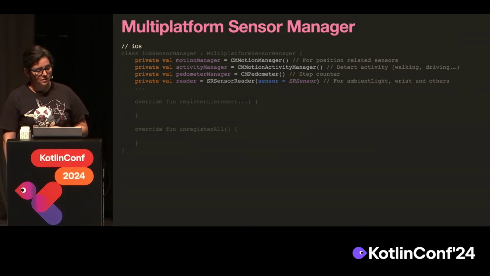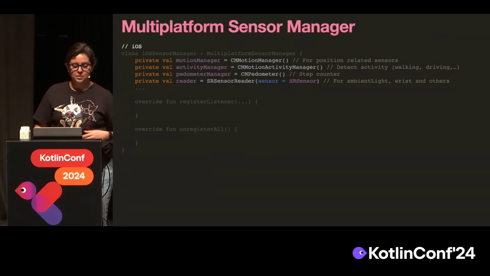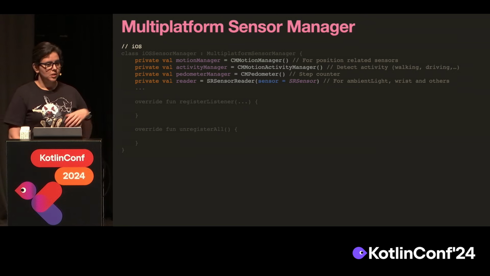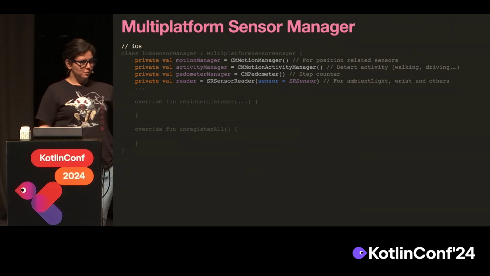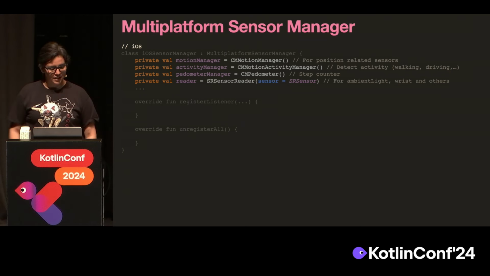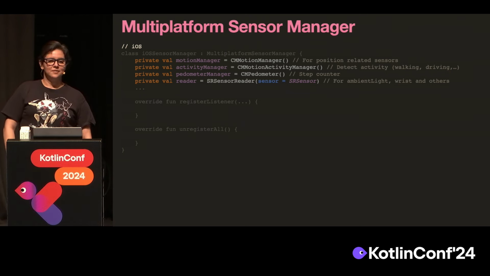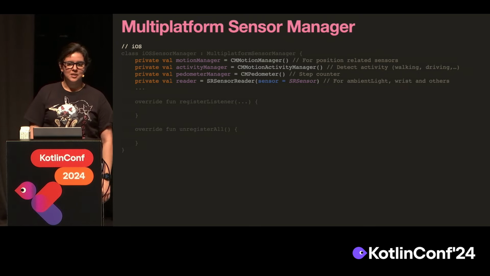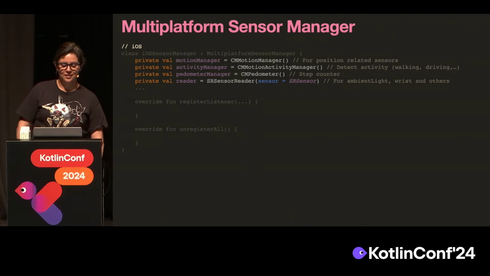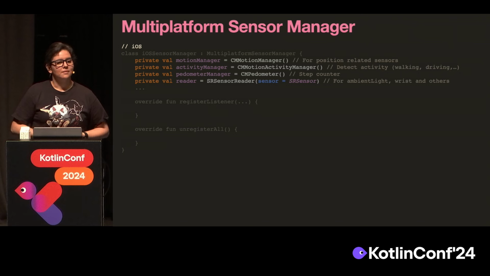So in my case, if I wanted to get some motion information, I will need the motion manager. If I wanted to count steps, I needed the pedometer manager. If I wanted to know if my user was running or swimming or doing things, I needed to get the activity manager. And if I wanted my ambient lights, I need a sensor reader, which is a new sensor kit, which actually you need other things in order for that to work. And each of these managers have a different set of permissions and things that you need to set up.